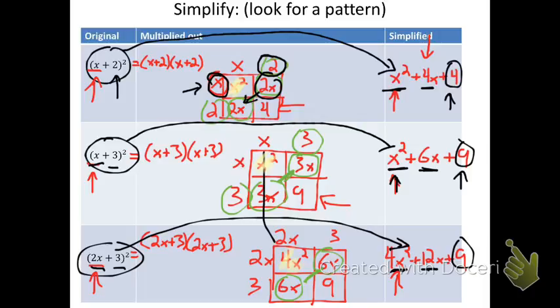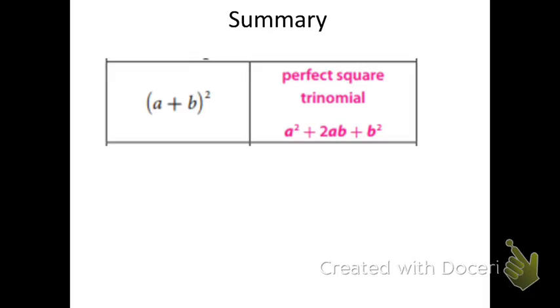I'm kind of running out of colors here. 3 squared would give us that 9. And once again, 3 squared would give us that 9. So there's our pattern. Let's generalize it. We're going to write it in a general form on the next slide. But it's basically this: if I have (a + b) squared, that's a squared plus 2ab plus b squared.